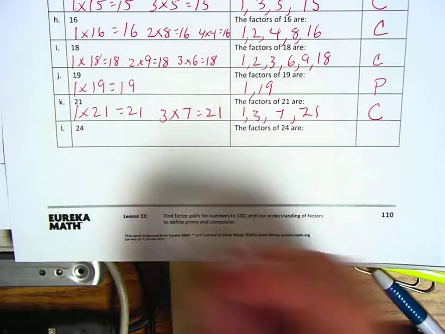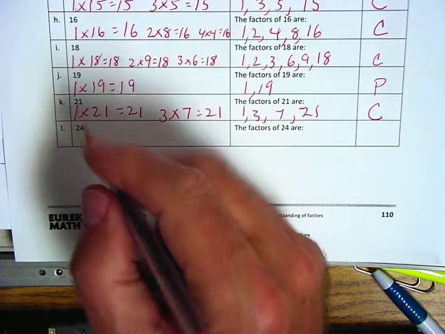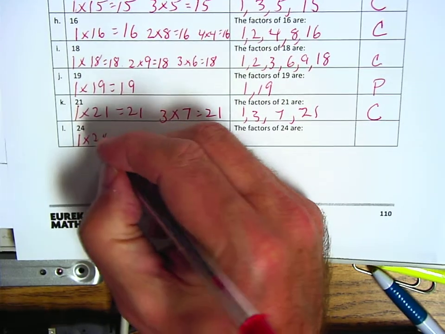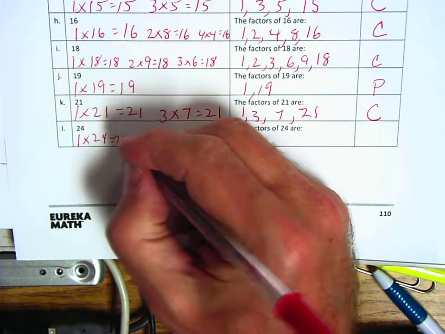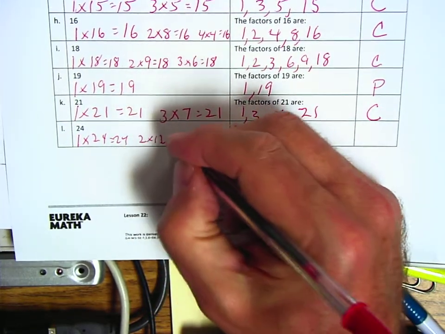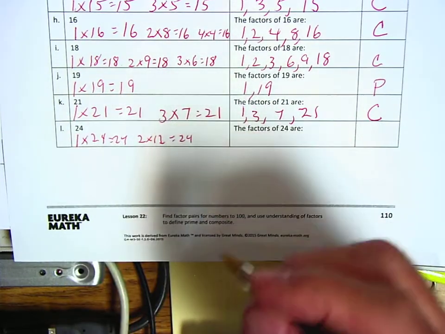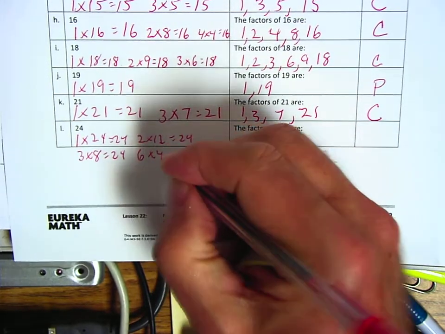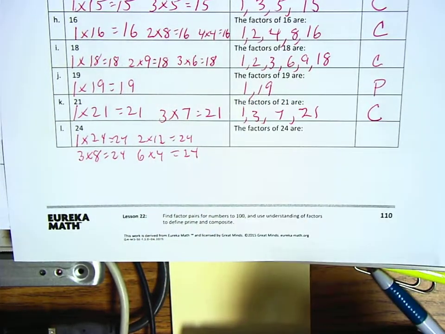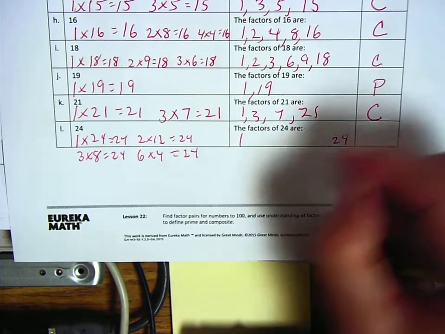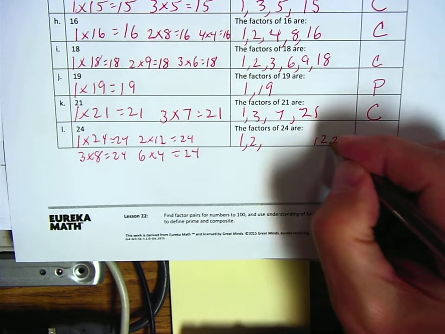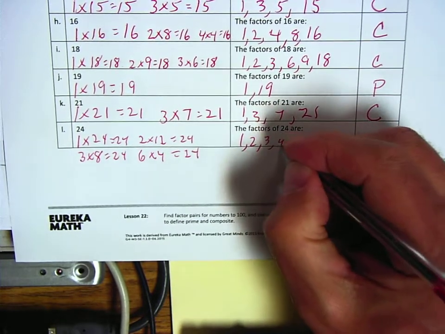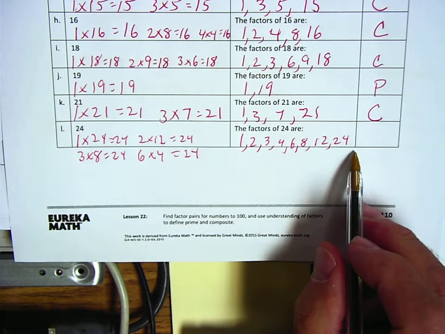And finally, 24. I already gave you two of the factors. Woohoo! But we have 1 times 24 is equal to 24. We have 2 times 12 is equal to 24. We have 3 times 8 is equal to 24. We have 6 times 4 is equal to 24. Lots of factors of 24. So we have 1 and 24, 2 and 12, 3 and 8, and 4 and 6. Look at that. Lots of factors for 24.